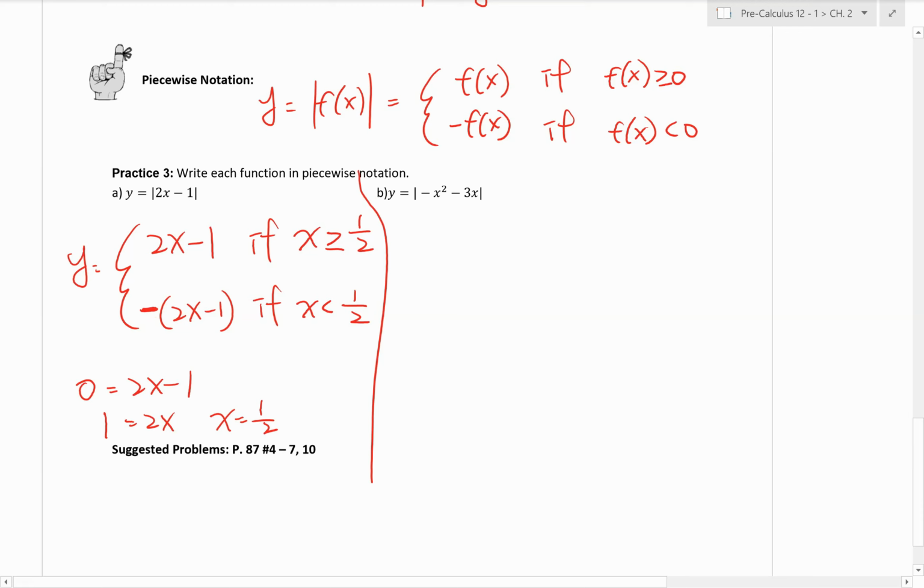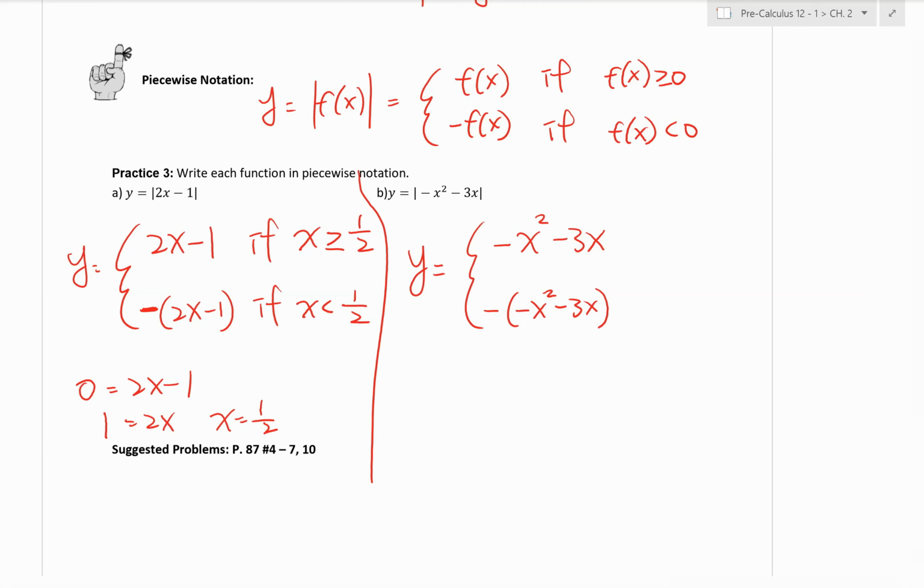This is a quadratic case. Same thing. So again, this can be written as a piecewise notation. Either it's going to be negative x squared minus 3x, or the negative of negative x squared minus 3x. Of course, you can simplify this. You can make it positive x squared plus 3x. Doesn't matter, okay? Now, in this case, it's a quadratic, so I would actually do a quick sketch. It will make your life a lot easier, I think.